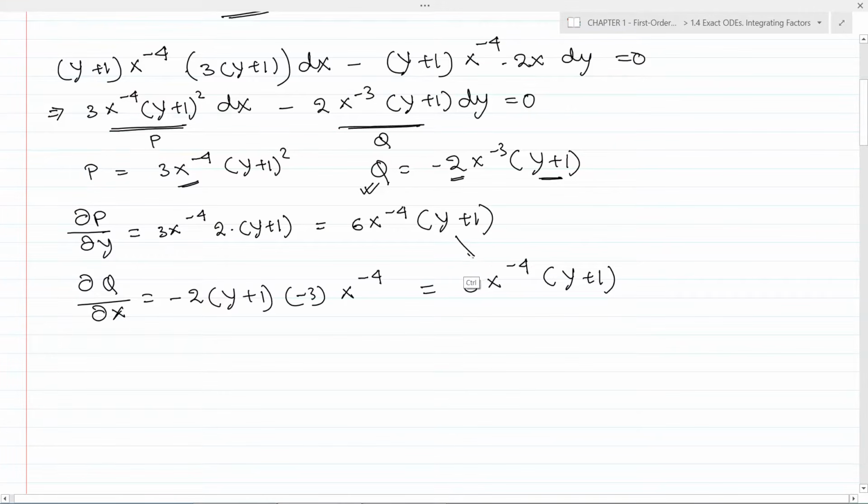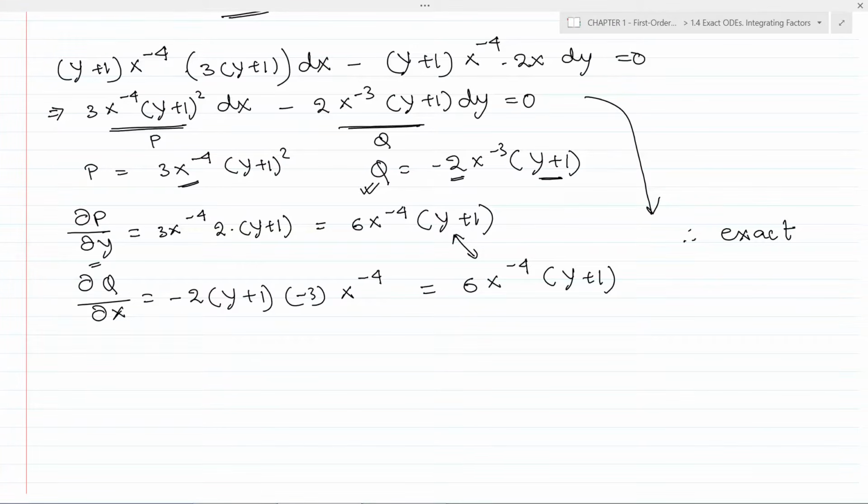We see that these two terms are equal. That means del p by del y equal to del q by del x. That means now this differential equation, this one is an exact differential equation, which is exactly what we had expected, because we have already multiplied the integrating factor with the differential equation.